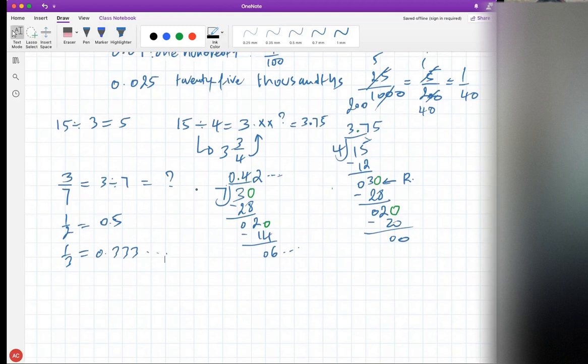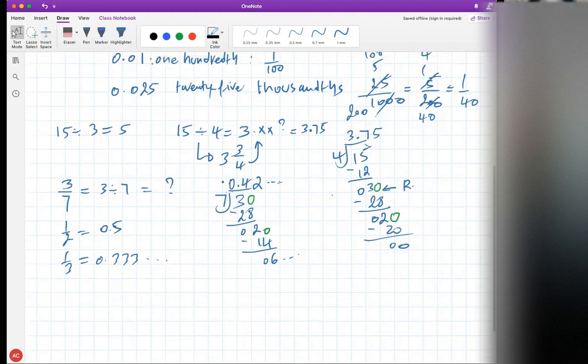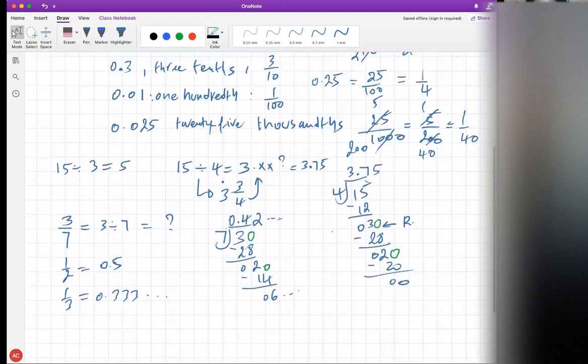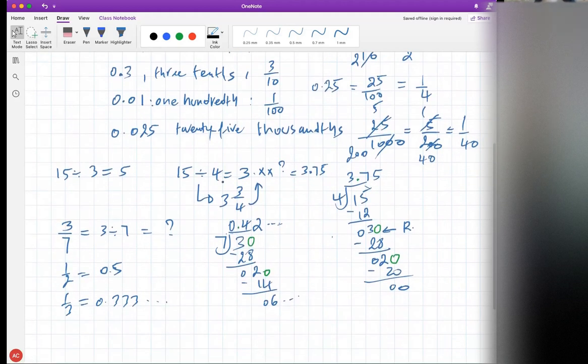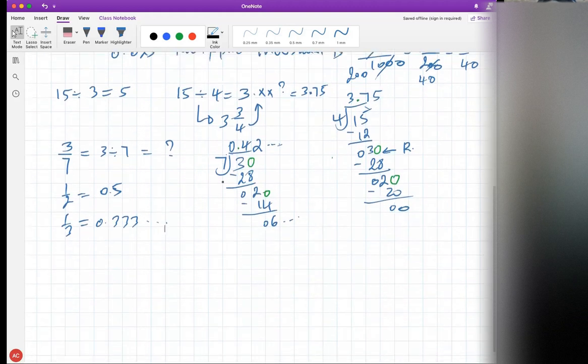So that's where the decimals come from: long divisions, long non-ending divisions, when the division is not even. Okay, so that's basically how you turn fractions into decimals, decimals into fractions, and so on. You need to do the regular division.